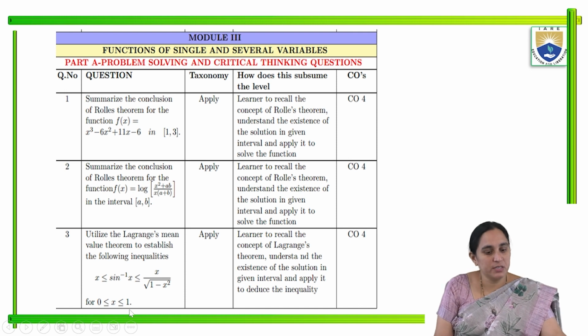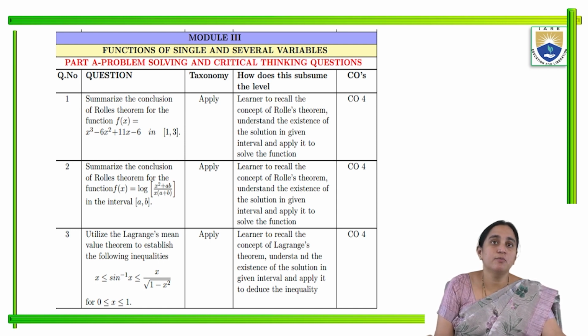What about the first question here? Summarize the conclusion of Rolle's theorem for the function f of x is equal to x cube minus 6x square plus 11x minus 6 in [1, 3]. We have to verify Rolle's theorem for this polynomial, f of x is equal to x cube minus 6x square plus 11x minus 6 in the closed interval 1, 3.